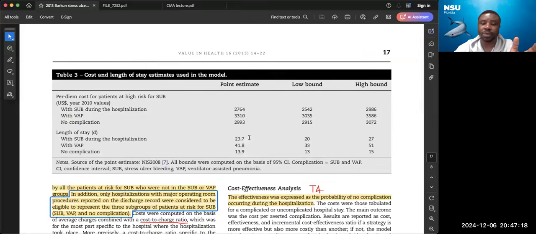So this is an example of the 95% confidence interval for the costs for the per diem of the SUB during hospitalization. When they did the research, they saw that the actual cost is within this. This is the lowest end and then the highest end. So they varied the numbers between this and then that. And remember that if it is a one-way sensitivity analysis, what they do is they keep all the other variables constant and then they vary just one. And this is what they did.